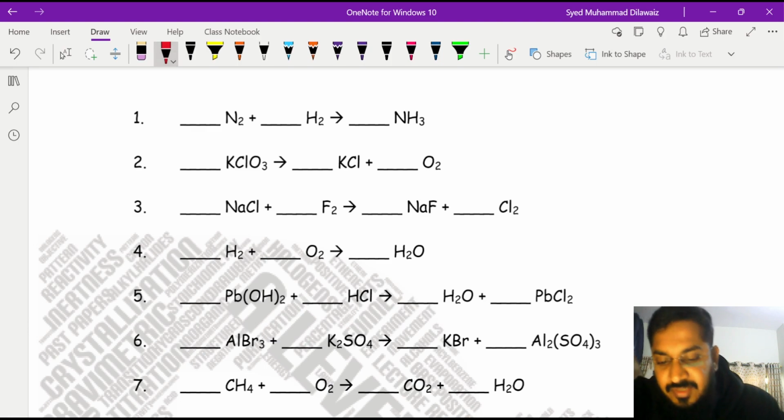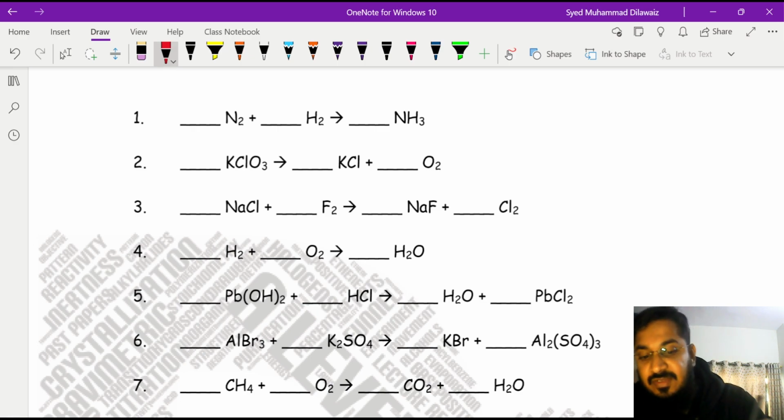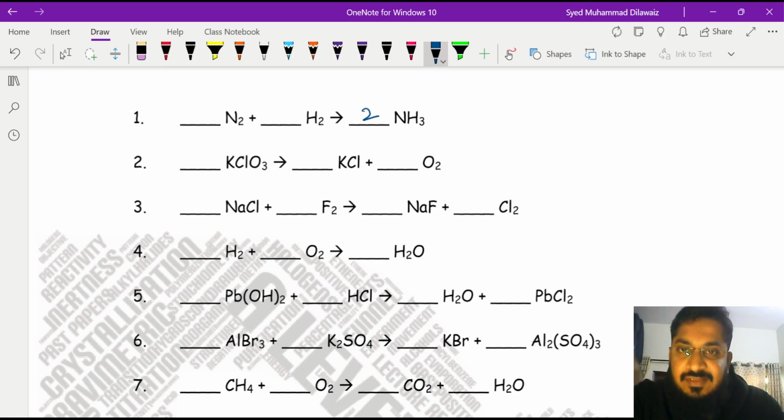Equation number one contains two nitrogen on the left, two hydrogen on the left, and some three nitrogen on the right. आपको इनिशियली याद होगा कि मैंने ये बात बताई थी: you need to convert any odd number into even before we can start balancing the equation. So what we do is bring 2 beside this NH3, which makes it 6 hydrogen atoms on the right and 2 nitrogen on the right.